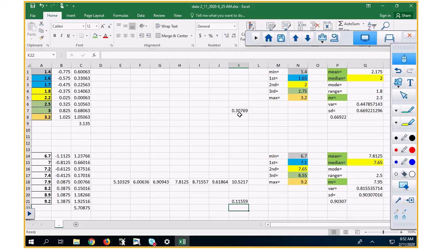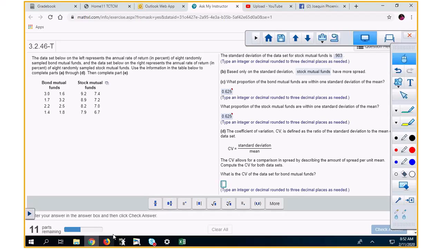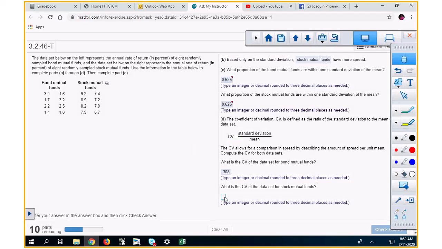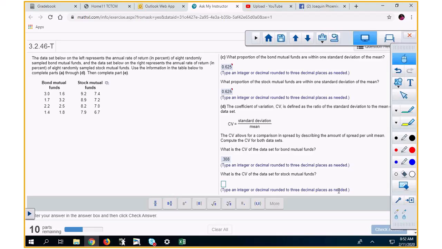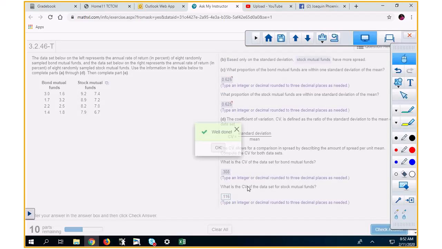So 0.308, write that down, 0.308 and 0.116. Again, will you have everything? If you do everything I told you on the problem, then the rest you can find.